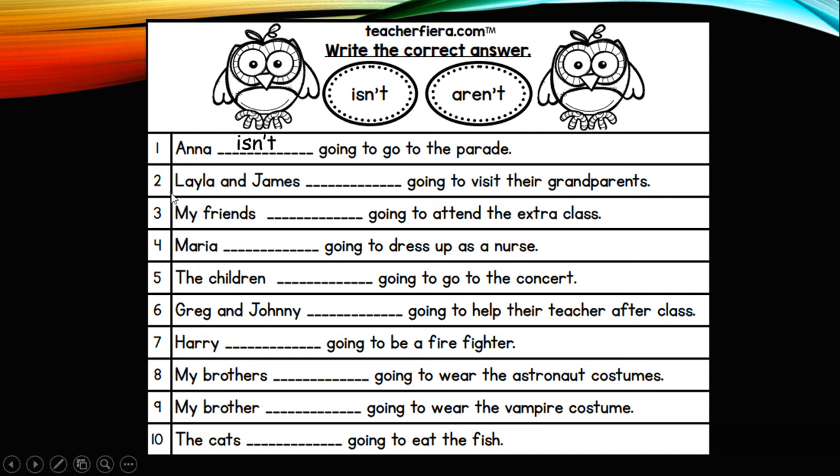Number 2. Layla and James blank going to visit their grandparents. So what do you think is the answer? Isn't or aren't? That's right. The answer is aren't because the subject pronouns are Layla and James. Okay, for number 3 until number 10, can you do it on your own?